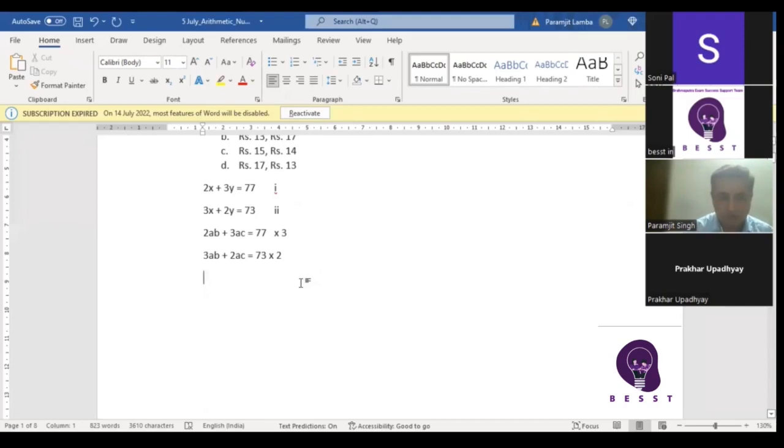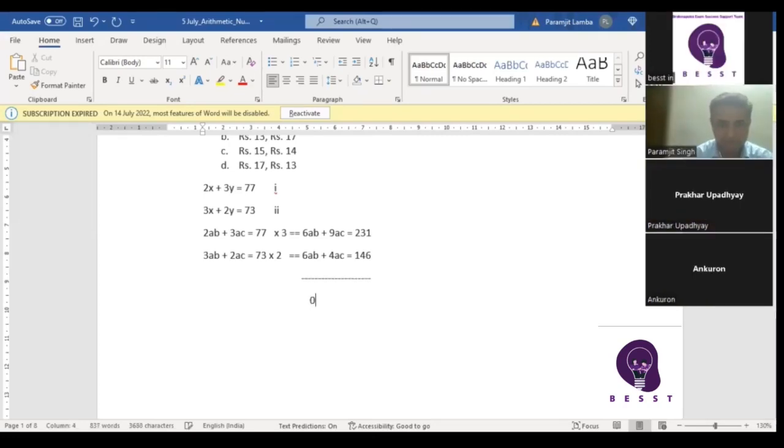Let's move forward. Now, what is the solution for 2AB plus 3AC? This will be equal to 6AB plus 9AC equal to 231. Okay. Answer second equation: 6AB plus 4AC equal to 146. Okay. So now we will subtract equation 2 from equation 1. So 6AB cancels out. Sir, 5AC equal to 85. In fact, I'll delete the 0 because it will create confusion. 5AC equal to 85.